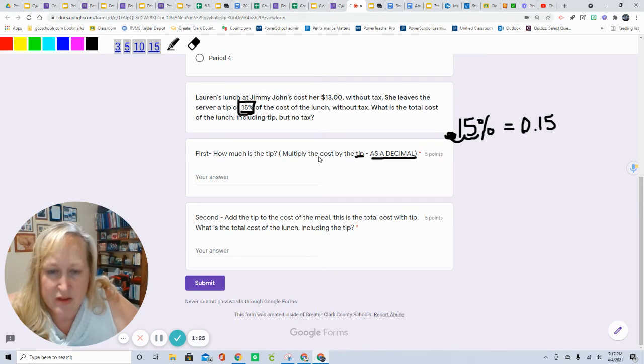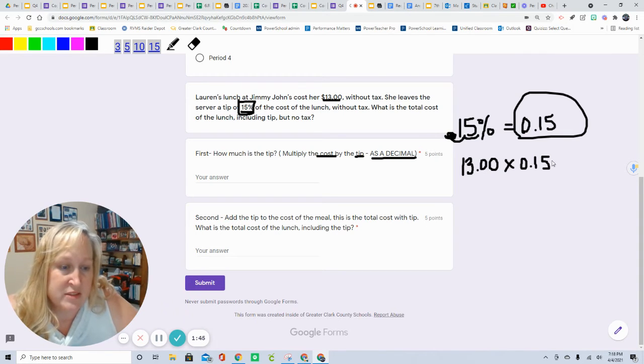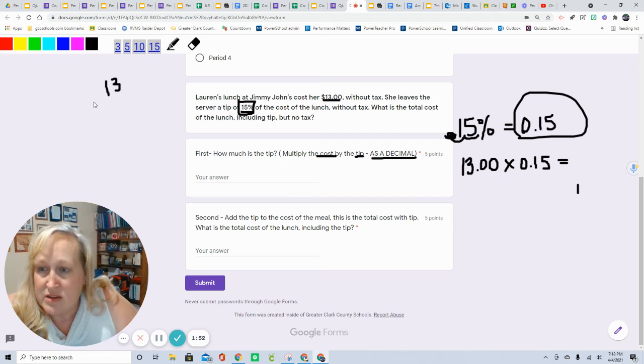And it tells me multiply the cost by the tip. So the tip is a decimal of 0.15. I'm going to take the cost of $13 and I'm going to multiply it by 0.15. All right, so doing that math off to the side. Let's go over here. 13 times 0.15. At this point, I'm just going to ignore the decimals and multiply the normal way.